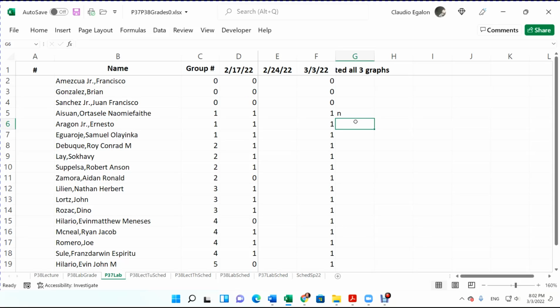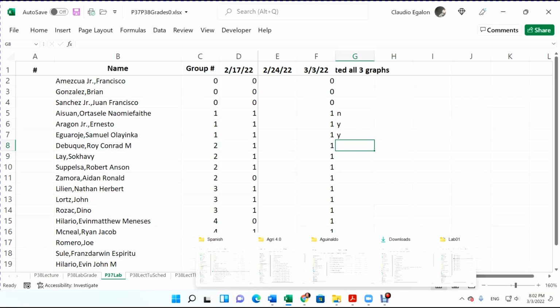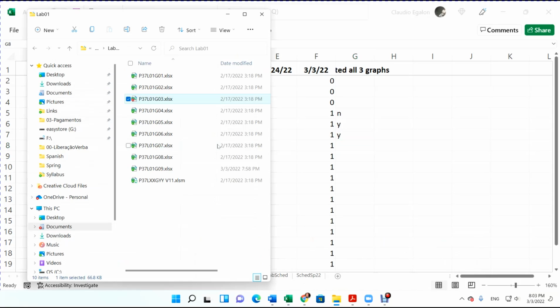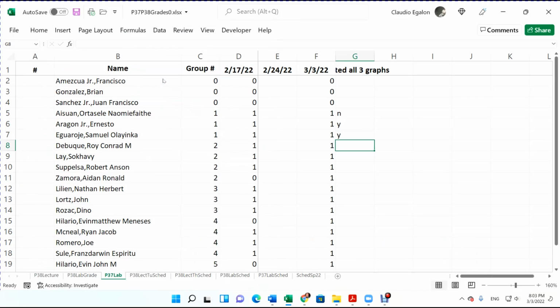Did you have a nice straight line there, Ernesto? For the most part, yeah. Okay, so I'm gonna say that you have good data there. Samuel, do you have any problems? No, I don't. Okay. So let's see, I'm gonna plot the graphs for you for group number 1, and then I'll do that for every group here.